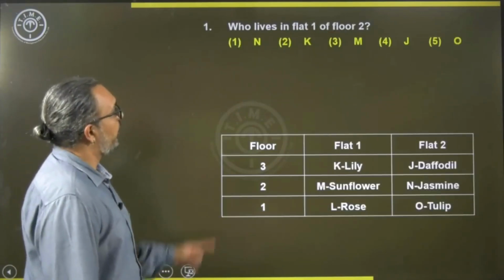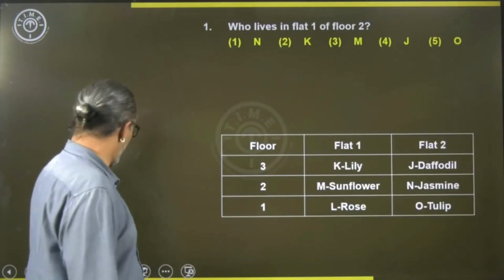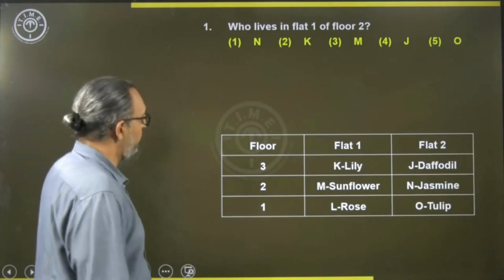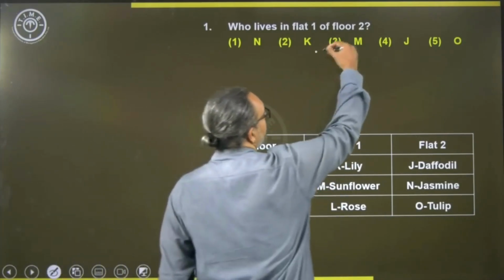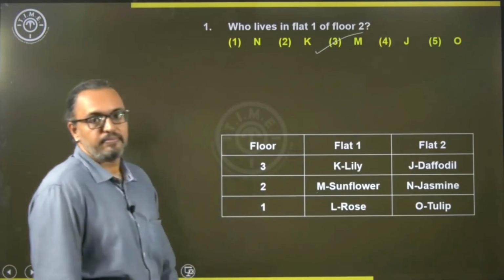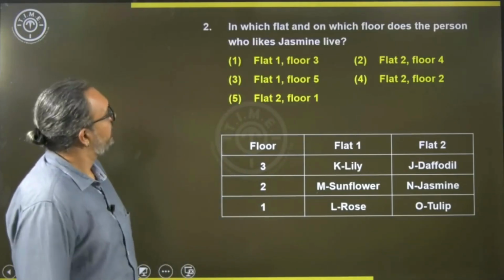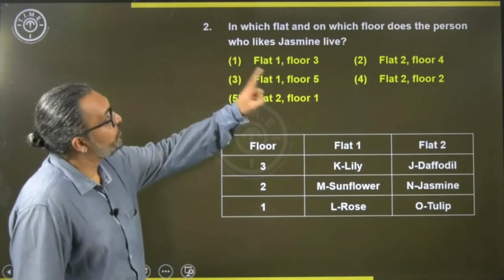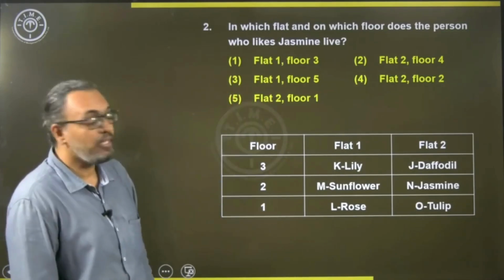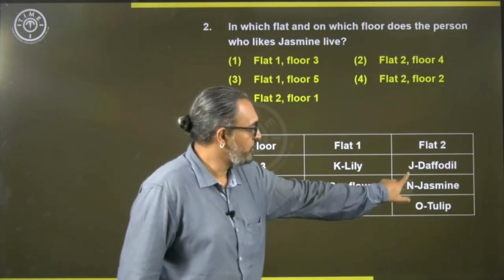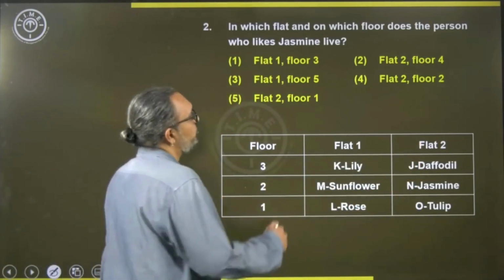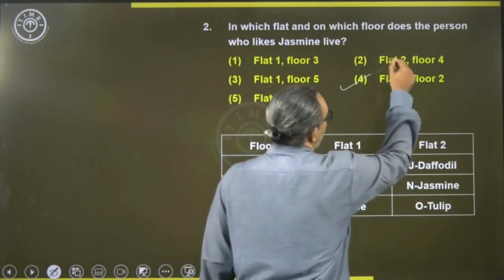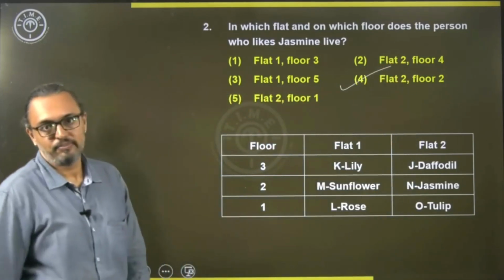Questions? Now who lives in flat 1 of floor 2? So check flat 1 floor 2. Who is there? It is M. So third option. Then in which flat and on which floor does the person who likes Jasmine live? So Jasmine is here, N. Which flat? Flat 2. And which floor? Floor 2. So flat 2 of floor 2, and that's available in the fourth option.